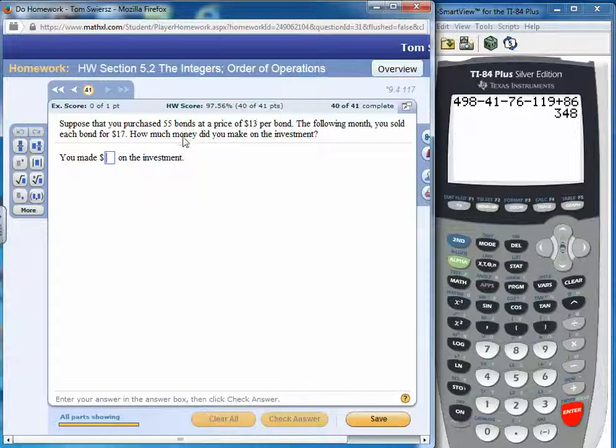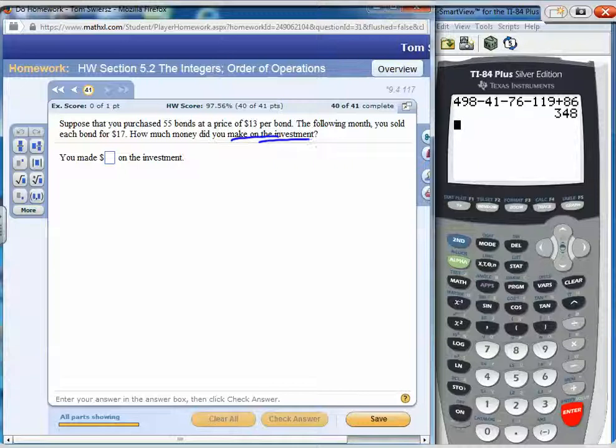Number 41. Suppose you purchase 55 bonds at $13 per bond. The following month you sold each one for $17. How much money did you make on the investment? Okay, well, what did you spend? You spent 55 times 13. We'll do that on the calculator. And what did you make? You sold all 55 for 17.